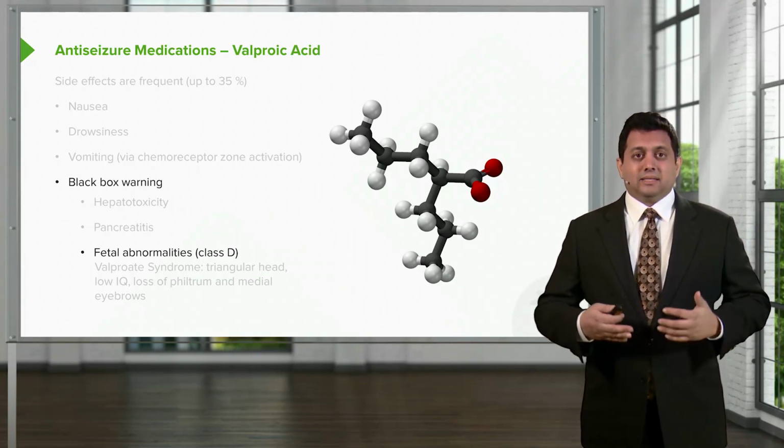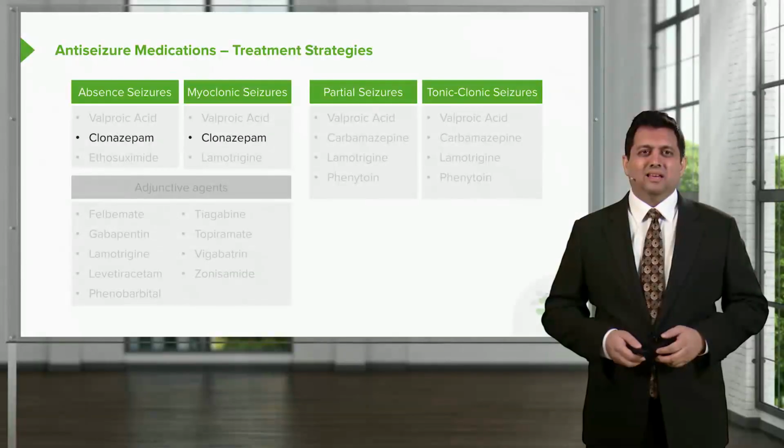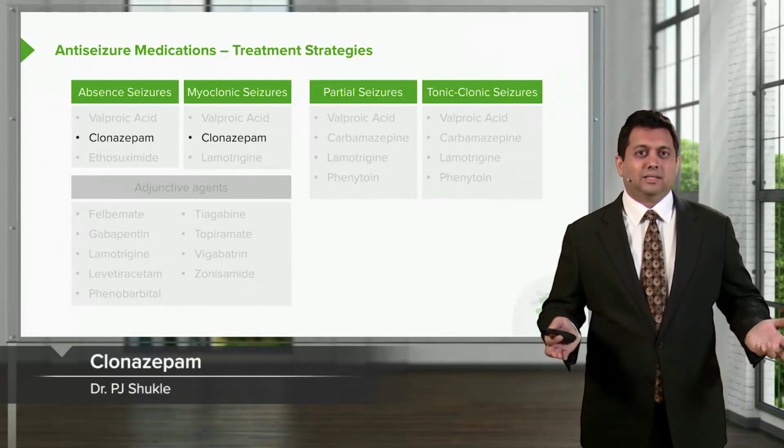It is a Class D drug, so we do not want to give this drug in pregnant patients. Valproate syndrome is where the fetus has a triangular-shaped head. They often have a low IQ. They lose the philtrum, which is the little piece of folded tissue above your lip, and they have more medial eyebrows.